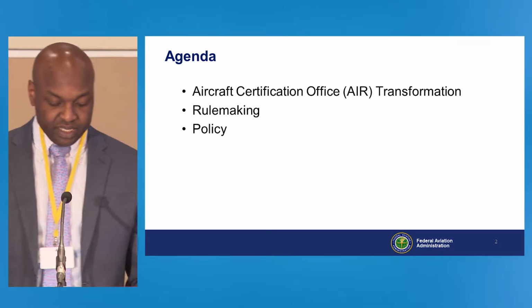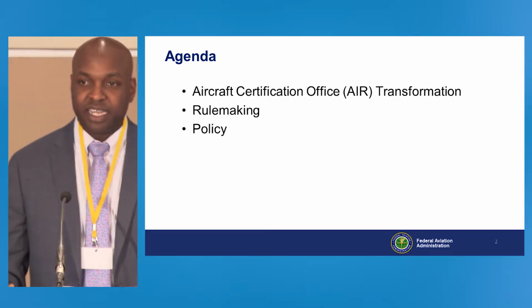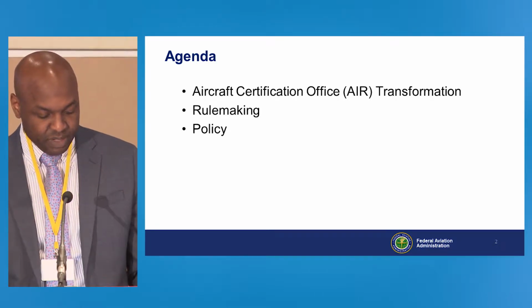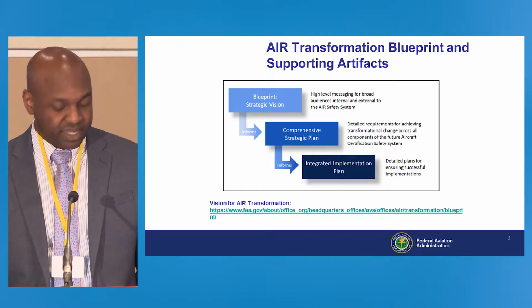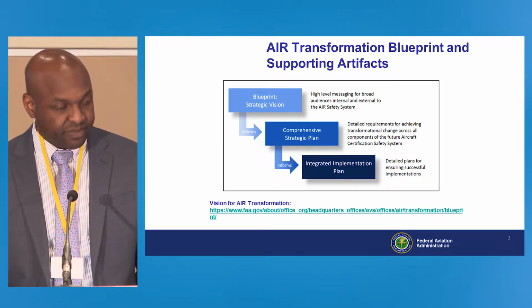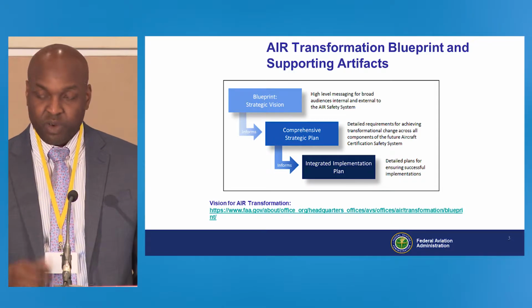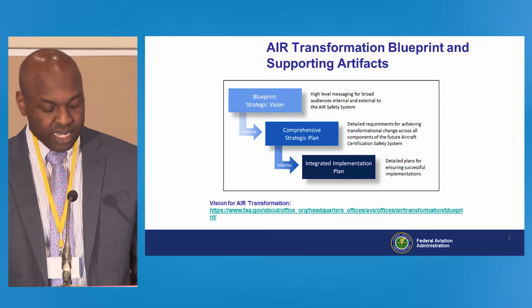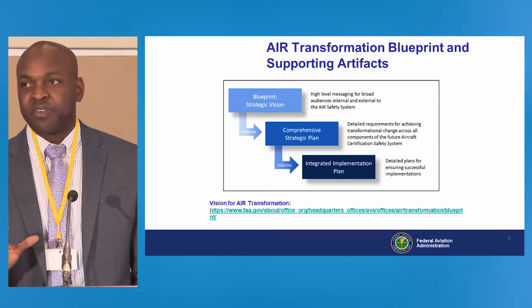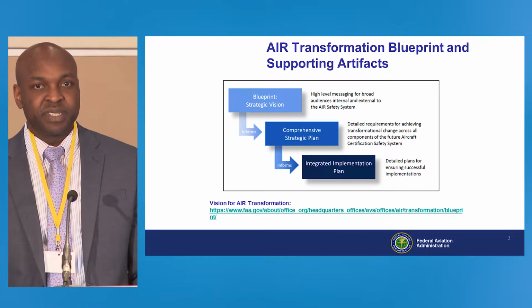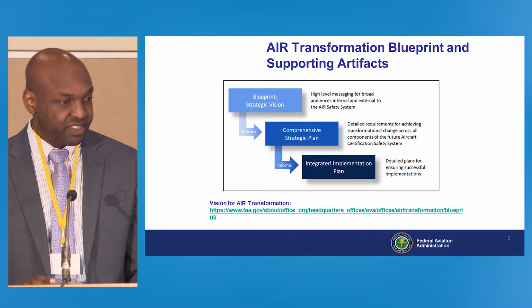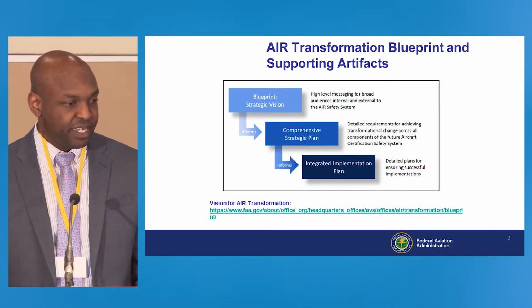So what is air transformation? Air transformation is a comprehensive, multi-layered, long-term endeavor. It starts off with the blueprint that contains 8 vision elements that will inform the lower-level plans. Next is a comprehensive strategic plan, the CSP, and this will outline more detailed requirements for the internal and external stakeholders. It is what we intend to achieve, and will provide the tactical framework on how to achieve the requirements in the blueprint. And finally, the last one is an integrated implementation plan. It will provide details on how to achieve the specific requirements in the CSP.